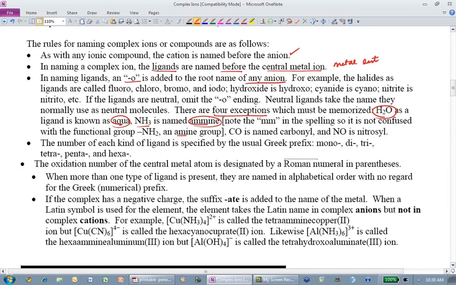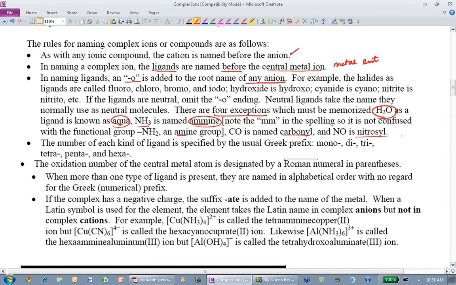Now, these 2 have never shown up on the AP exam, but just to complete your education, CO is named carbonyl, and NO is named nitrosyl. So those 4 require some memory work. But if you can lock on to aqua and amine, which aqua shouldn't be all that big a stretch for you with water, right? And then amine sounds like ammonia, and ammonia has 2 M's. This amine has 2 M's as well.